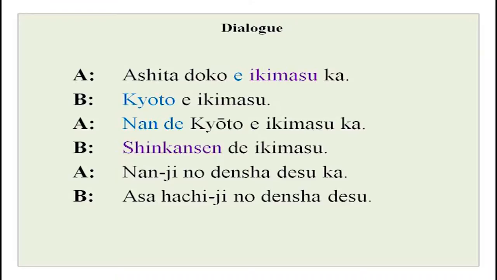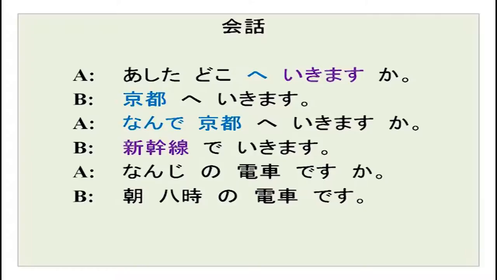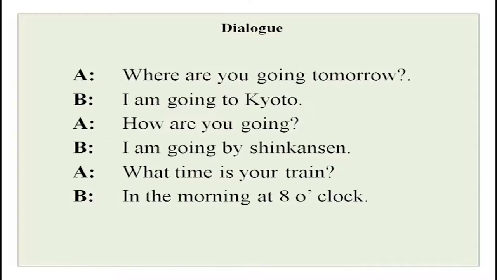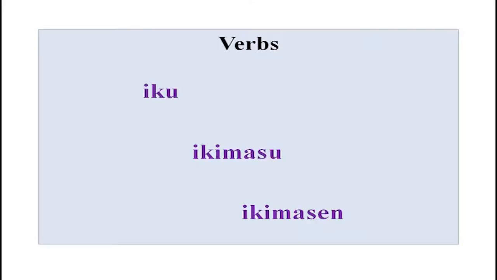This is of course in the script and the kanji characters are given. There are a number of characters which you have not done, but these characters have been put here specially for you to get used to the kanji script, the pictograms. Then of course this is the explanation. Well, we'll practice now. Verbs over here, ikimasu, ikimasen.